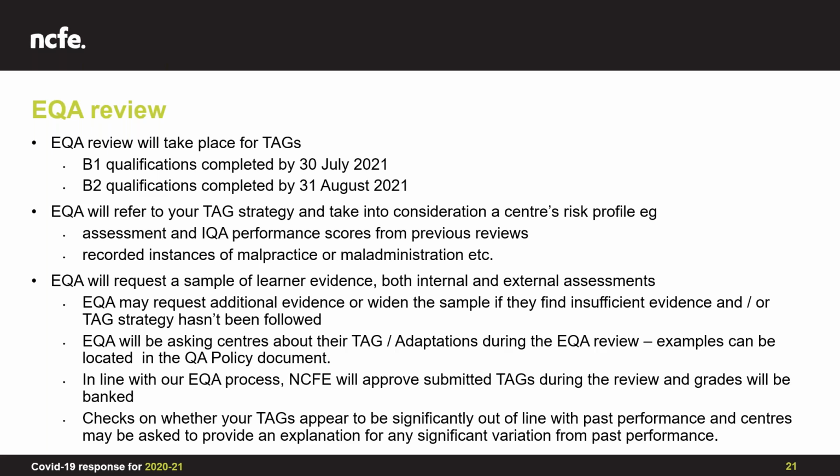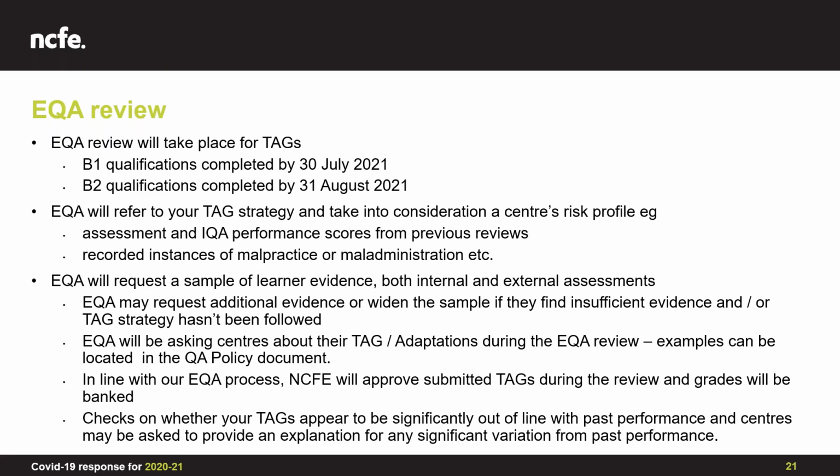As part of this review, the EQA will refer to your tag strategy that was submitted and consider the risk profile of your centre. The risk profile is based around aspects like previous EQA review performance scores, any malpractice or maladministration instances, any historic direct claim status, DCS, etc. The EQA will then request a sample of learner work, and this includes both internal and external assessments. If the EQA finds the evidence supplied is insufficient or that the centre tag strategy hasn't been followed, they may request additional evidence or widen their sample to include additional learners.